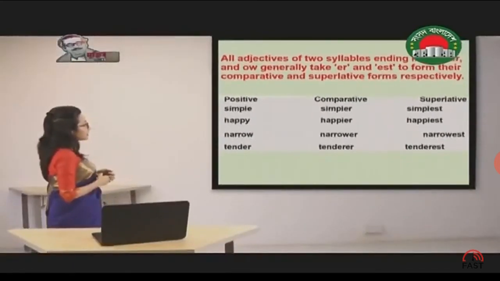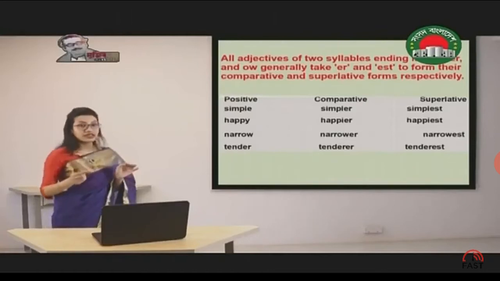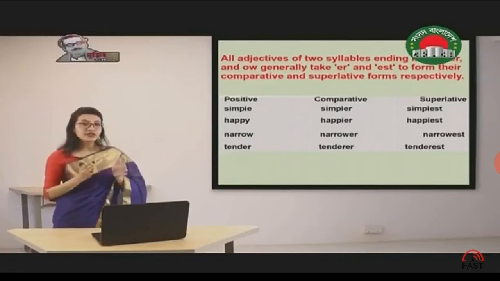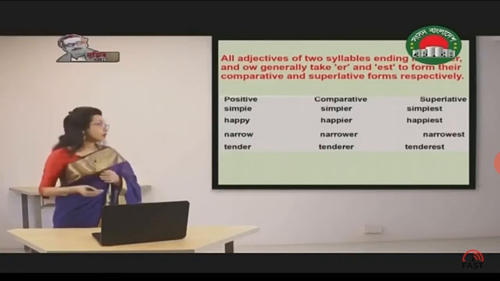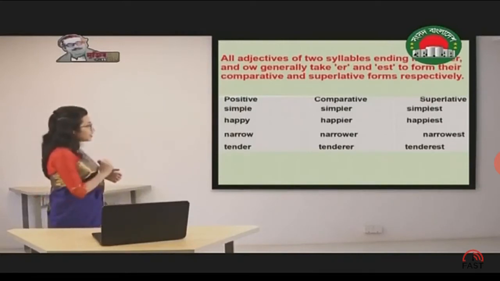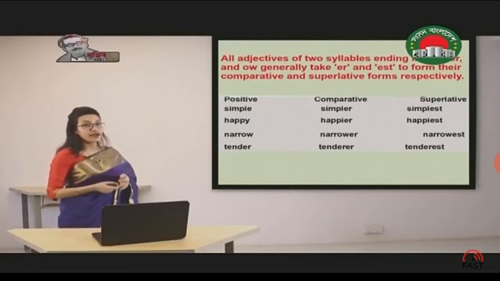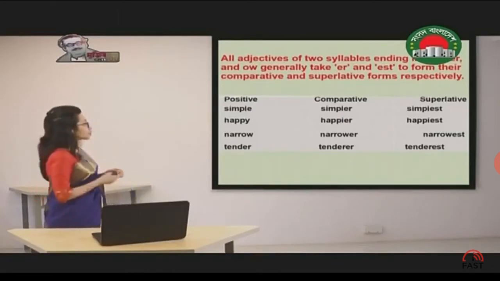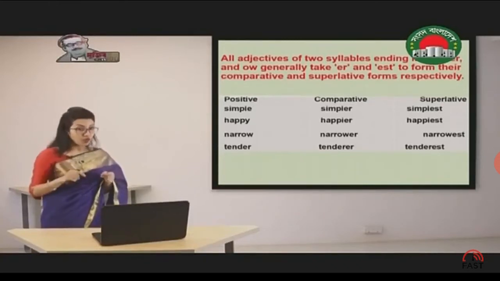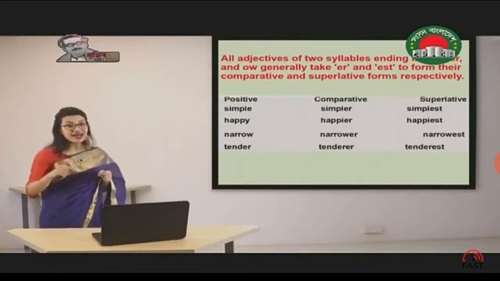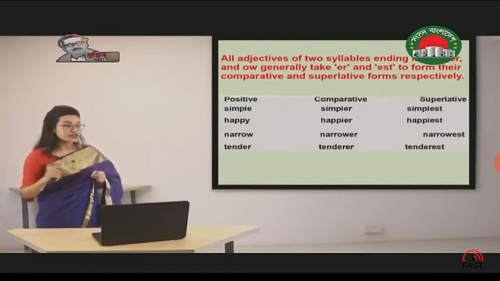Now the word simple, it has ended with LE and it's a two-syllable word, simple. So the first syllable is sim and the second one is ple. What we have done here, we have used ER, and in superlative we have used EST. Now the second one, happy, it has ended with Y. So what we have done, we have deleted the Y and we have added IER and IEST at the end.